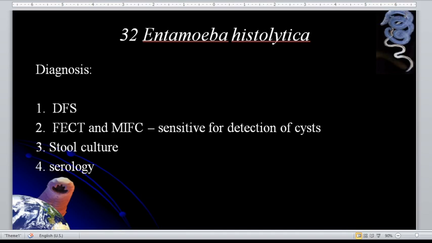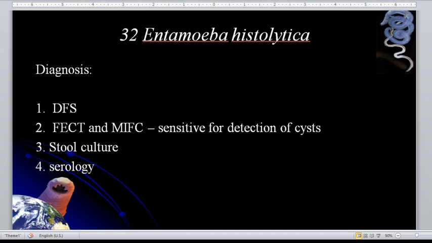So slide 32, Entamoeba histolytica. The detection of E. histolytica trophozoites with ingested red blood cells is diagnostic of amoebiasis or amoebic dysentery. The standard method of identification is microscopic identification of trophozoites and cysts in stool. But take note that E. histolytica and E. dispar are morphologically similar.